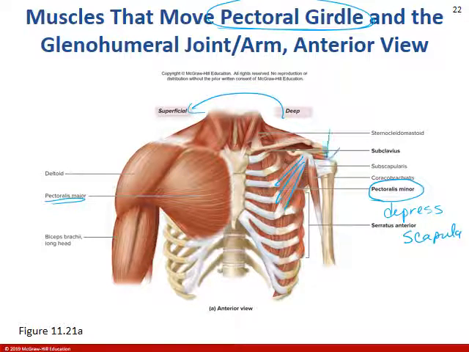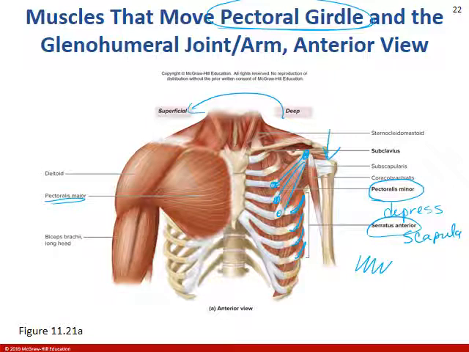So move the scapula down. You can see it's attached here and again at ribs 3, 4, and 5. Also the serratus anterior. It's named because it looks like a serrated knife edge when all of the muscles are together, right?